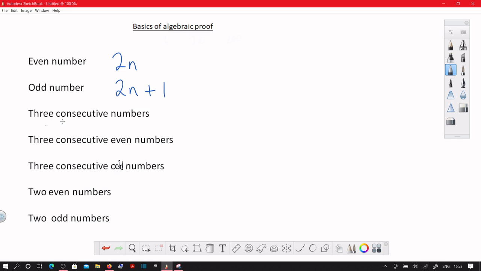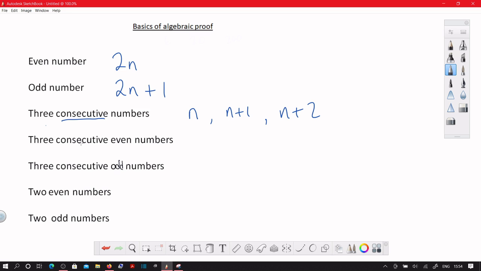3 consecutive numbers. Consecutive means one after another, like 1, 2, 3, 10, 11, 12, 50, 51, 52. These are consecutive, one after another. But only after the first of the 3 consecutive numbers. So if n is the first one, the next one will be n plus 1, then n plus 2. So for example, if we had 50 to begin with, the next one would be 50 plus 1, 51, 50 plus 2, 52. 50, 51, 52. So these 3 expressions represent 3 consecutive numbers.